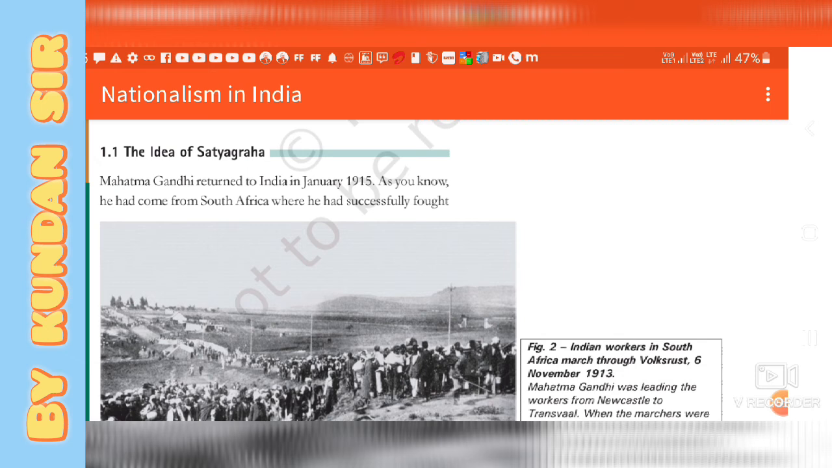Kheda is one of the places in Gujarat, right? And their farmers were worried about the taxes that were increased by the British.